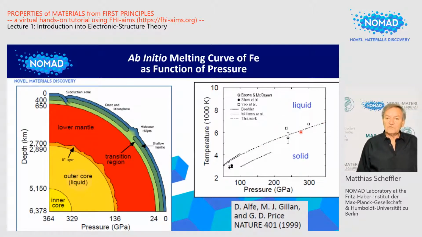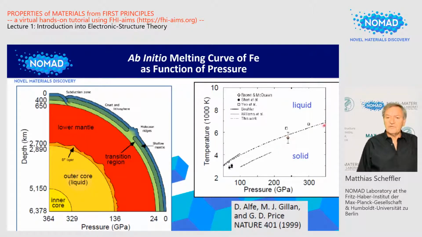What is the local structure? What is the viscosity of the melt under such extreme conditions? The problem is that such pressures can hardly be reached in the laboratory. With a diamond anvil cell, one gets somewhat close to 200 gigapascal, but not to 330 gigapascal.